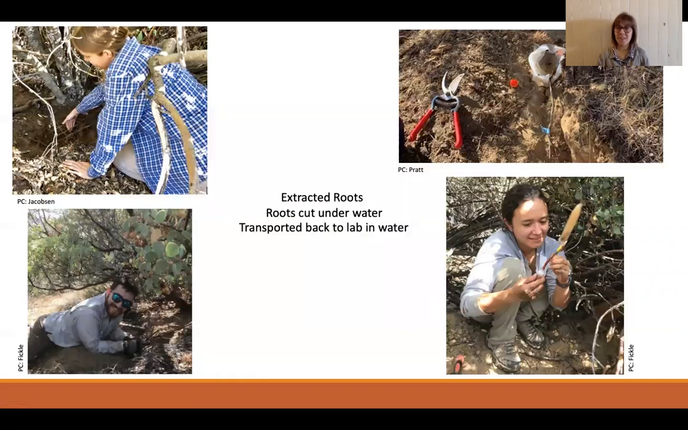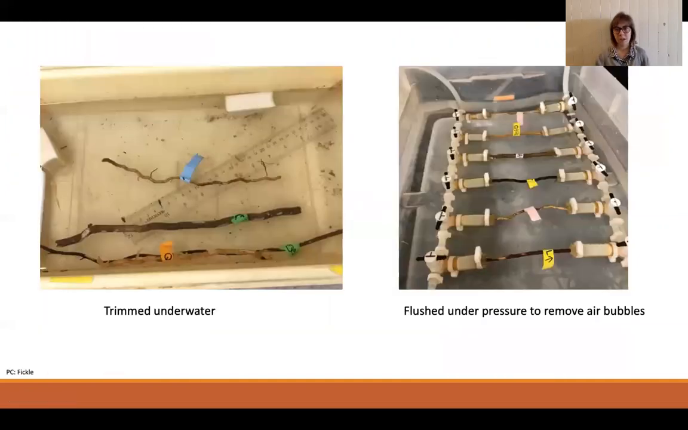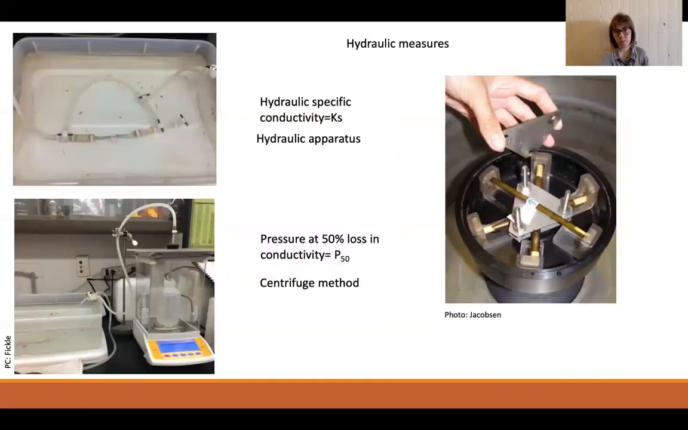This summer I spent extracting roots from the soil using hand trowels. Once the roots were exposed, they would be clipped underwater, to prevent air bubbles from entering into the stems or the roots once they were clipped. Then the stems and the roots were transported back to lab in vials of water. Once I got them back to lab, I would trim them down to equal sizes underwater, and then flush them under high pressures to remove all air bubbles that were occurring within the stems and the roots.